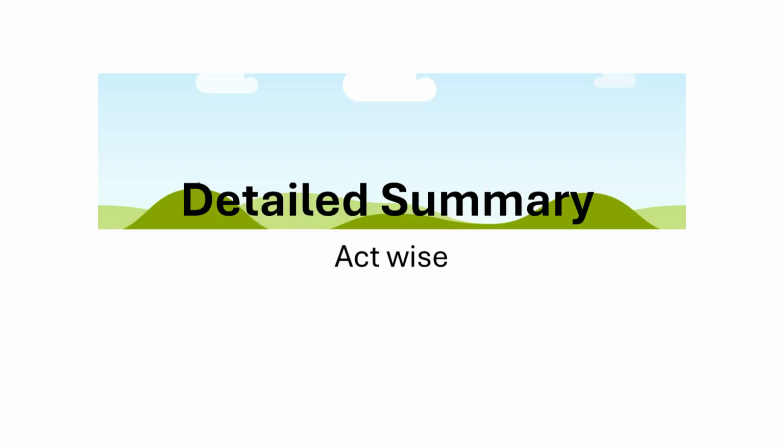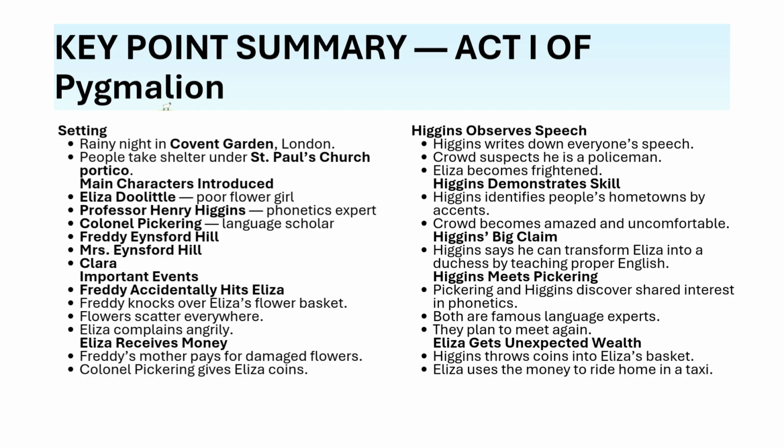In this section, we will explore the detailed act-wise summary of Pygmalion by George Bernard Shaw. The play is divided into 5 acts, each marking an important stage in Eliza Doolittle's transformation from a poor flower girl into a confident and independent woman. Act 1 serves as the exposition of the play. It introduces the major characters, establishes the central conflict, and presents the experiment that will drive the entire story.